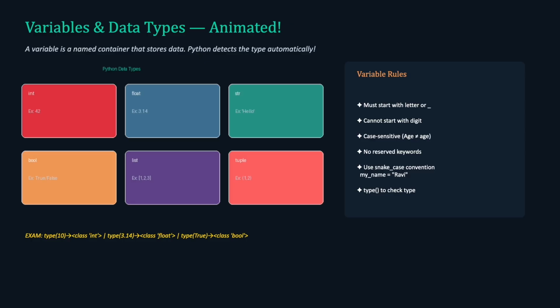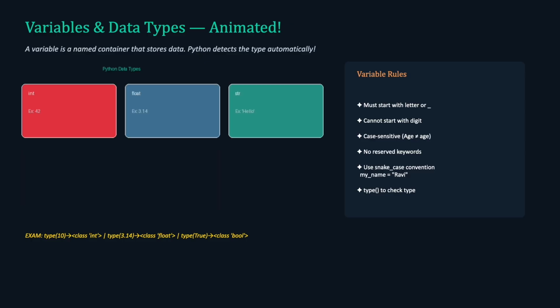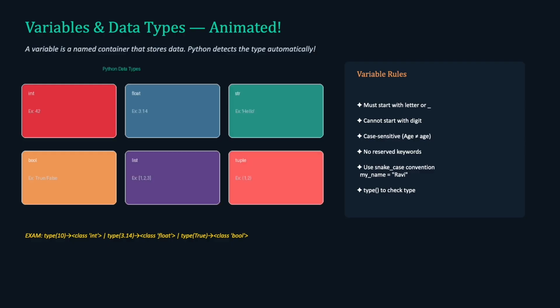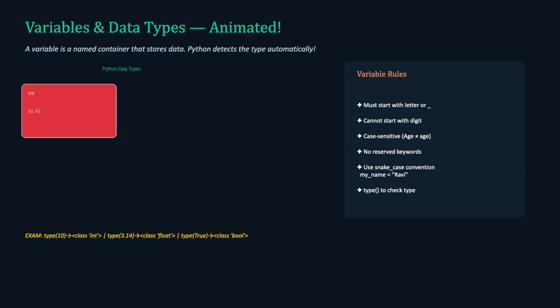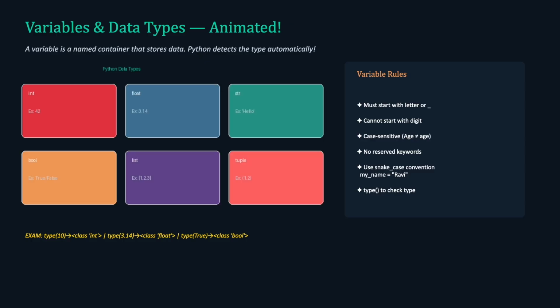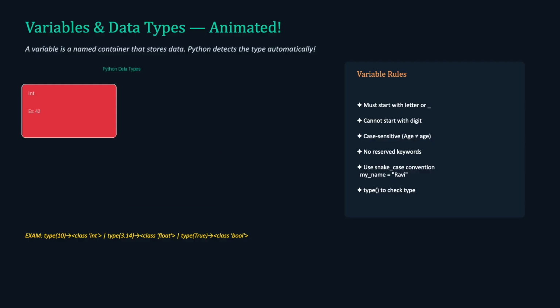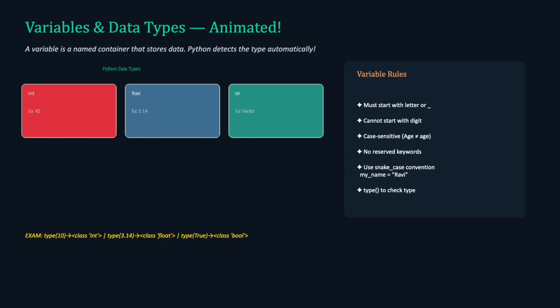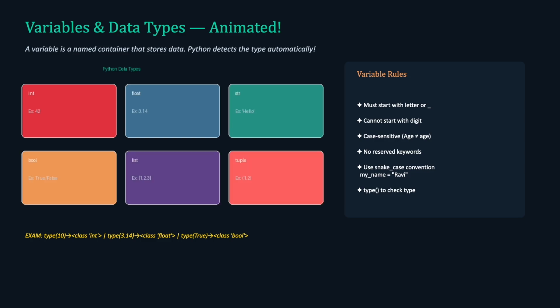List stores ordered collections in brackets. Tuple stores immutable collections in parentheses. Variable names must start with a letter or underscore, are case sensitive, and follow snake case convention. Use type() to check any variable's type.